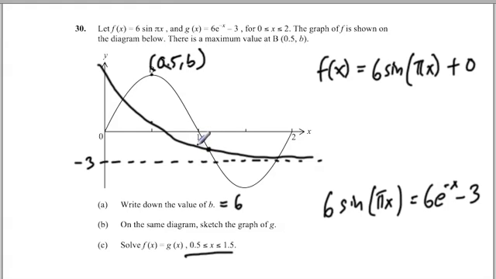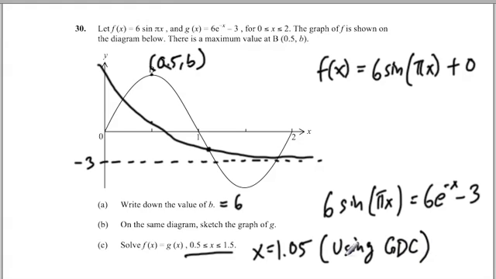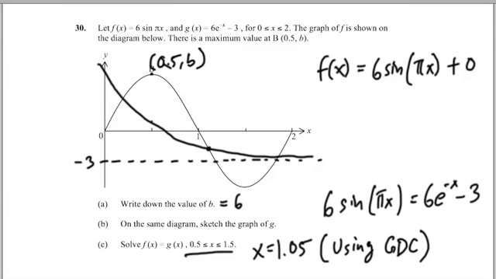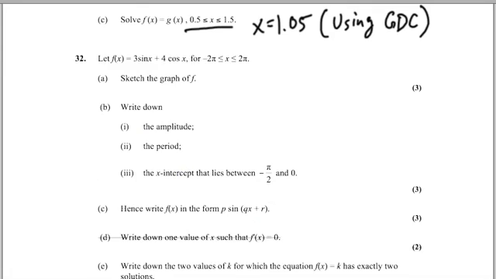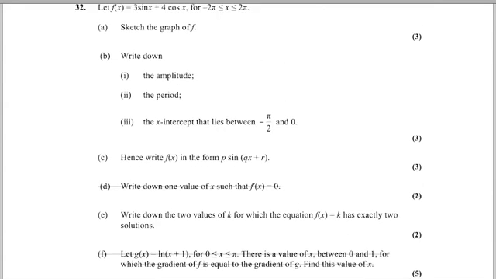So what we can do is use the intersect function in your calculator, and what I'm getting is that x is equal to 1.05. The way you write this is using GDC. What that means is using a graphing display calculator, you obtained the solution, and that's enough. That's all you have to say, especially if it's a paper 2 question, because paper 2 expects that you will use a calculator. All right, so let's go to number 32.